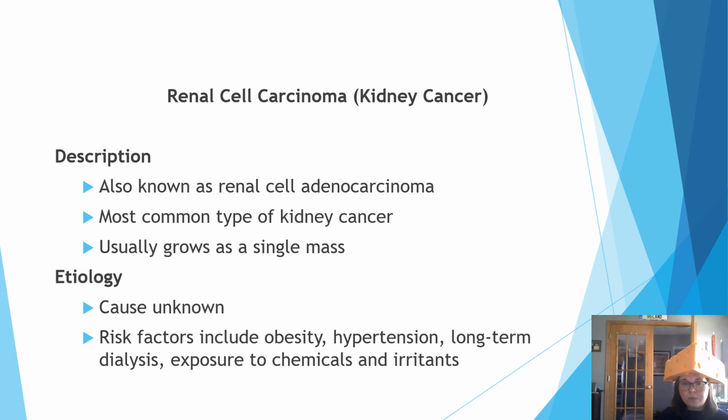All right, we're almost done, folks. Renal cell carcinoma or kidney cancer, also known as renal cell adenocarcinoma. It is the most common type of kidney cancer and usually grows as a single mass. Cause is unknown, but it comes with risk factors that include obesity, hypertension, long-term dialysis, and/or exposure to chemical irritants.